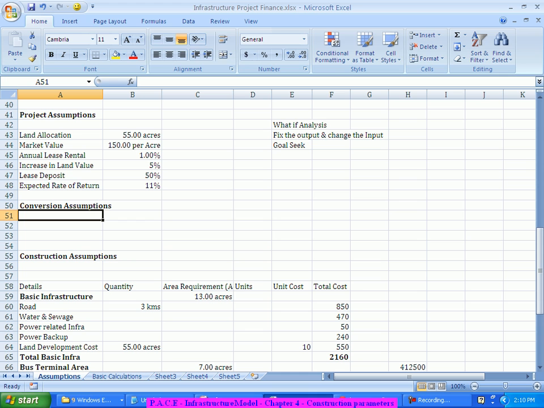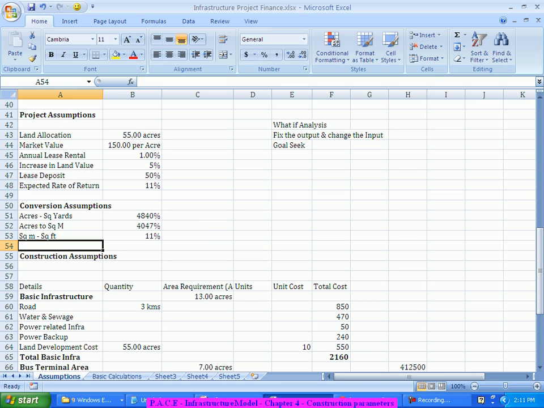Acres to square yards, it is 4840.051. Acres to square meters, it is 4046.9. And square meters to square foot, it is 10.76. So just the conversion between these.